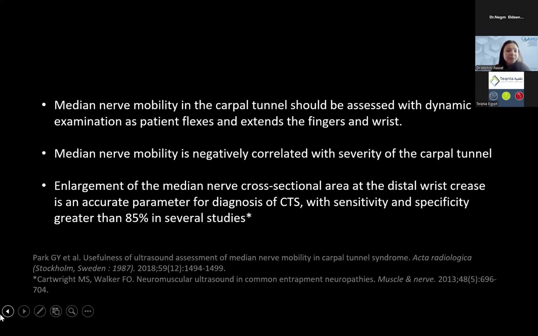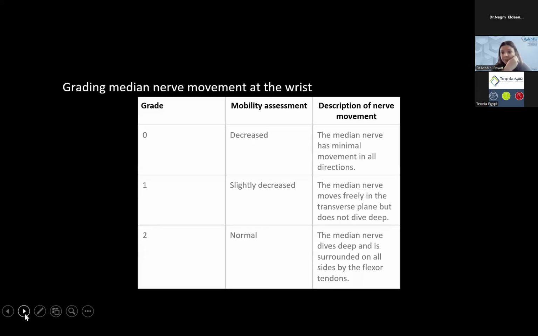So for mobility assessment, let's look at the grading scale. This is the grading scale of mobility assessment of the nerve, where 2 is normal, which means the median nerve moves side to side and also dives deeper, so it's talking about two types of movement, in the side to side plane and the anterior to posterior plane. When there is carpal tunnel syndrome, the nerve movement may get restricted. If the median nerve moves freely in the transverse plane but does not dive deep, that means the movement is restricted, and we call it slightly decreased and graded as 1.